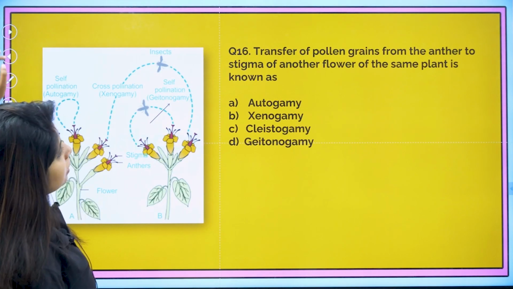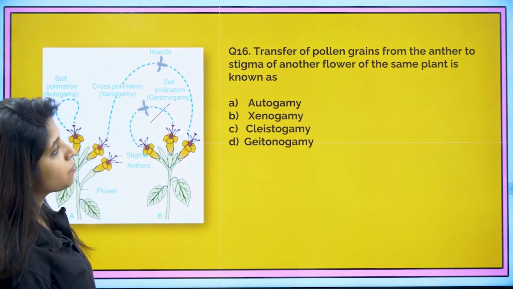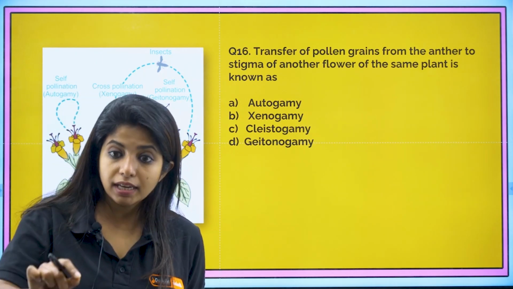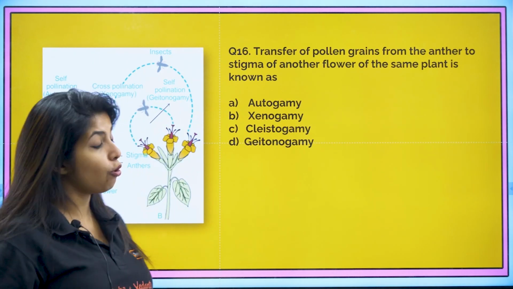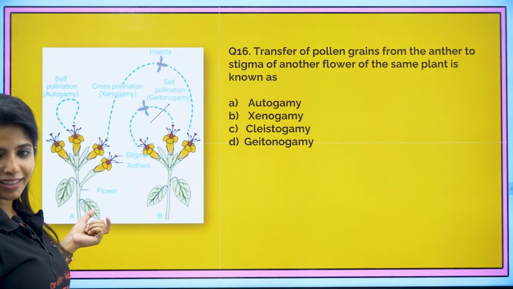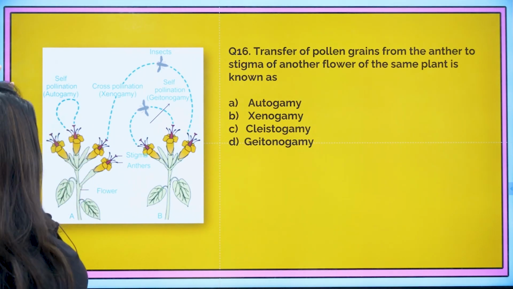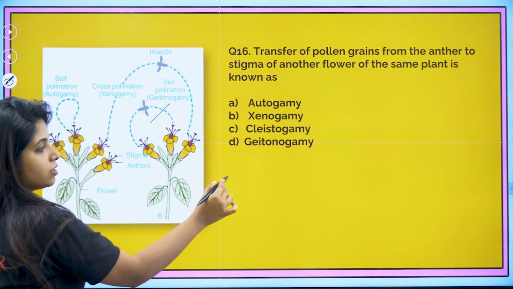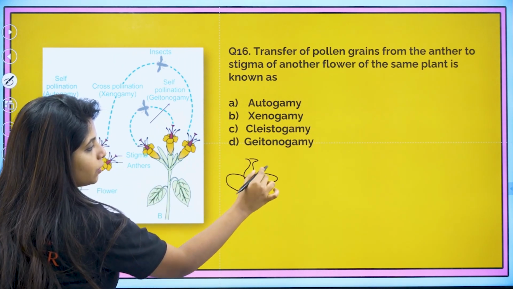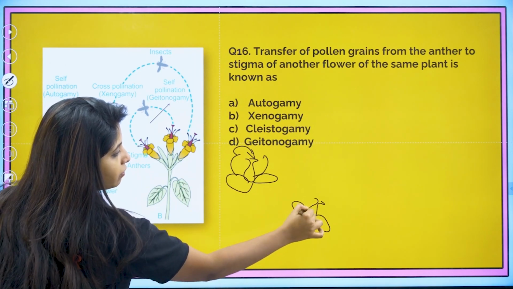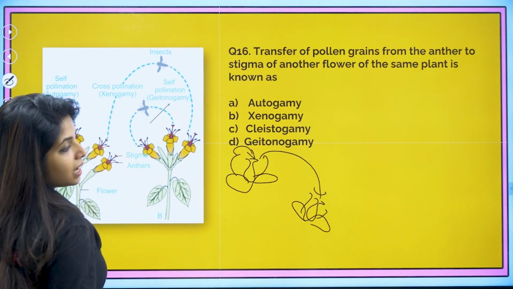Next. Transfer of pollen grains from the anther to the stigma of another flower of the same plant is known as geitonogamy. If it is happening within the same flower, where the same flower has both the female as well as male part, this is autogamy. If it is happening between two flowers of the same plant, my dear children, this is known as geitonogamy.